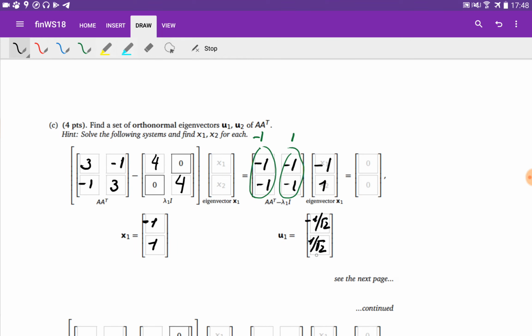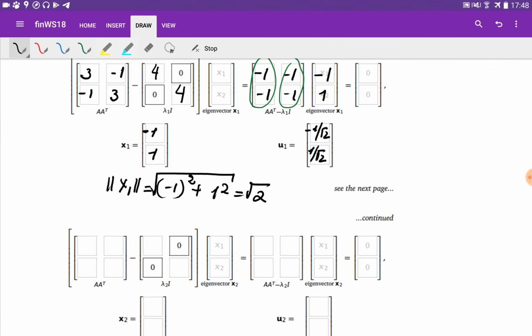We obtain the square root of 2 as the norm of this vector x1, which is the square root of minus 1 squared plus 1 squared, which is square root of 2. And we have to divide every component of this vector by its length.